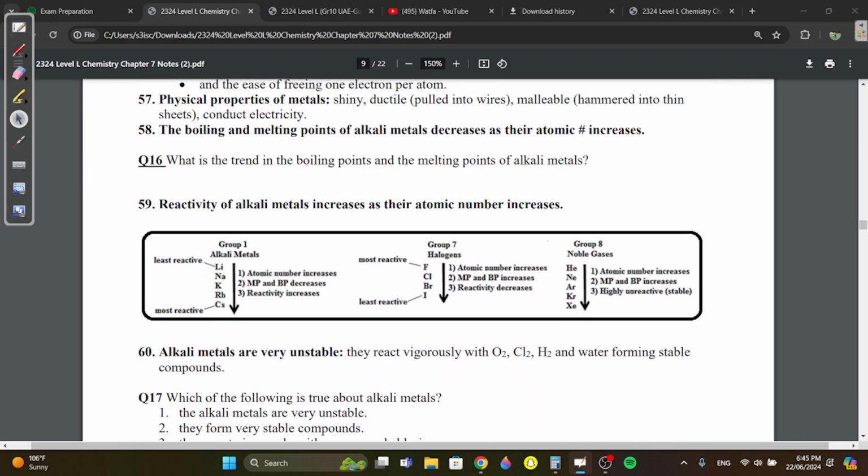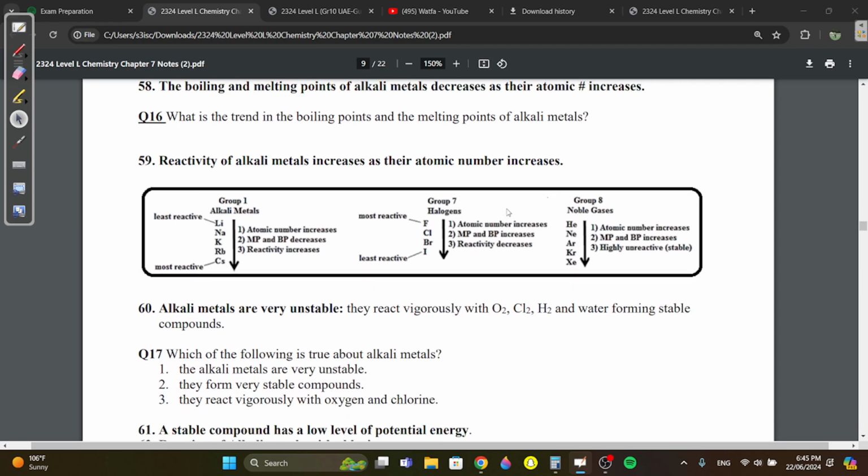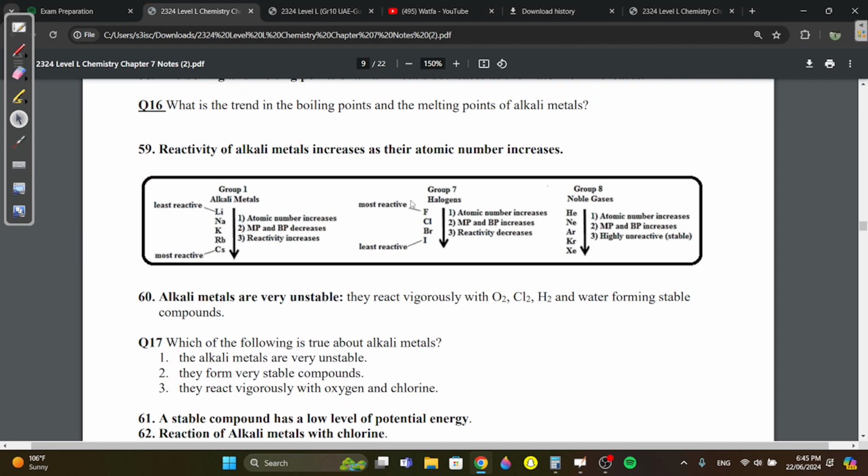Question 16. What is the trend in the boiling points and the melting points of alkali metals? For alkali metals, we said it's the opposite. So as you go down the group, the reactivity increases, but the melting point and boiling point decrease. And they're summarized here also. You can see them.